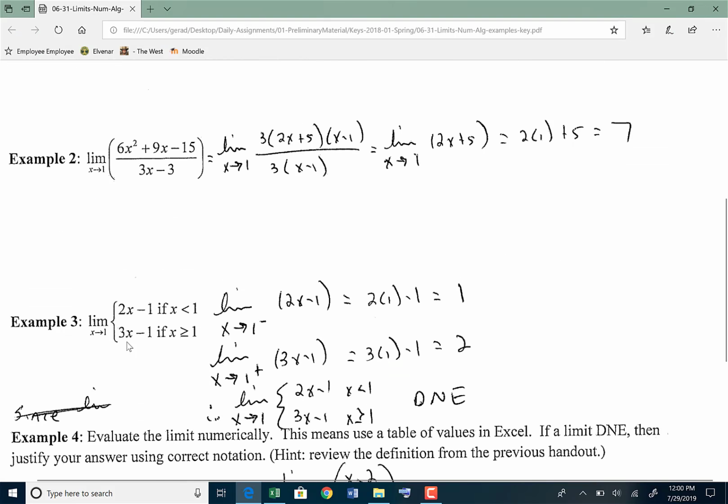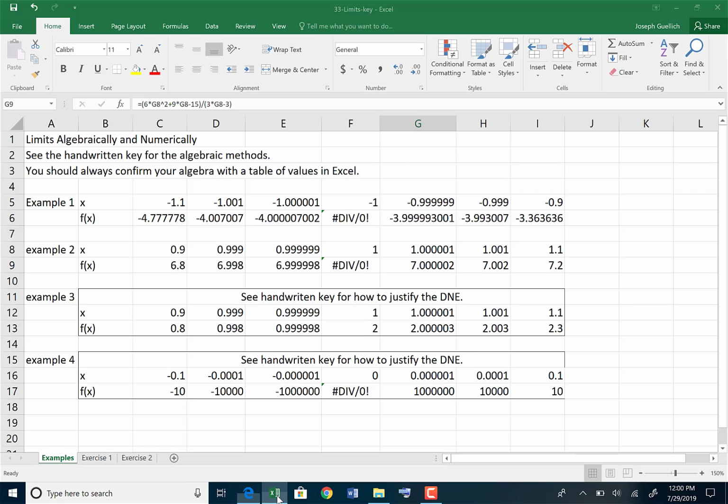Example 3, this is a piecewise function. So we evaluate the piece on the left, which is where it approaches from the left, less than 1. We evaluate the piece on the right, where it approaches from the right side, greater than 1. Those are not the same values, therefore the limit does not exist.